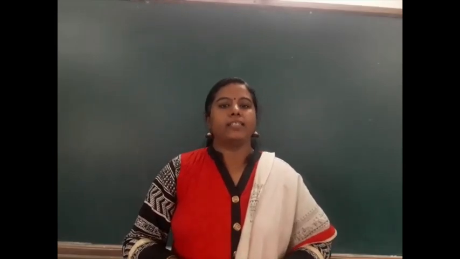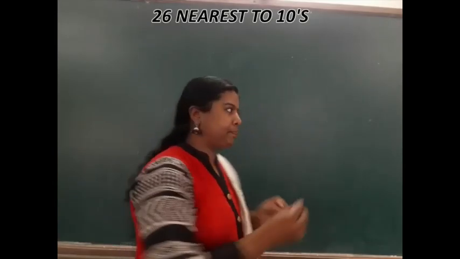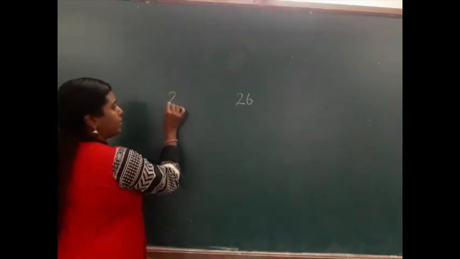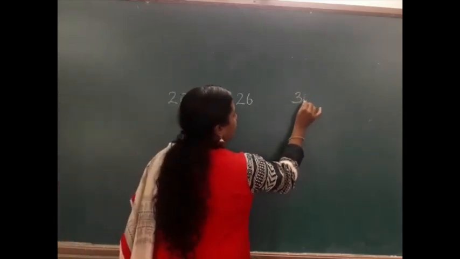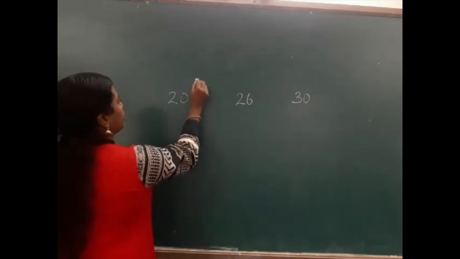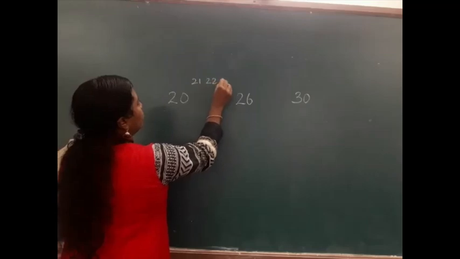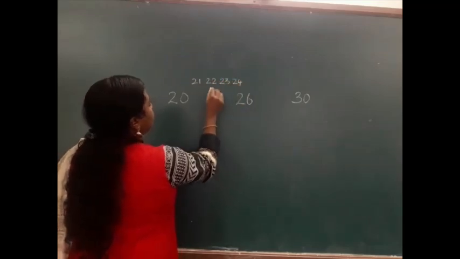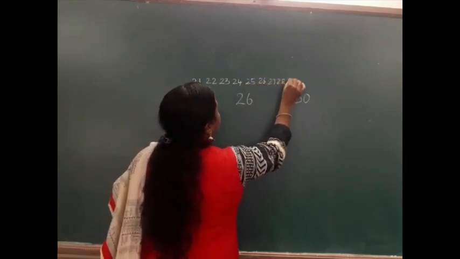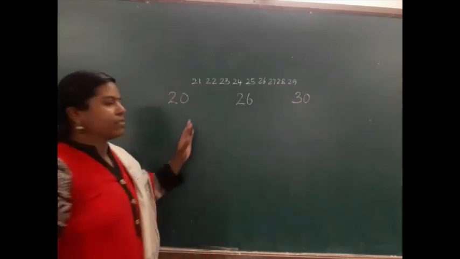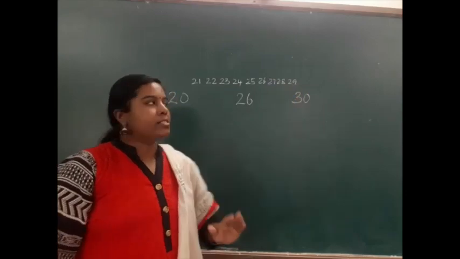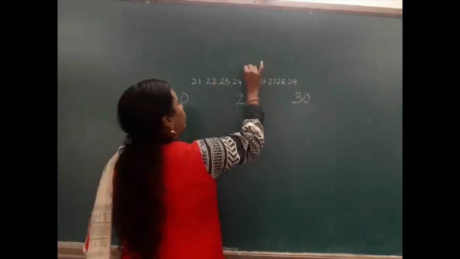Let's learn how to write the number 26 to the nearest 10. So 26 comes in between two tens, that is 20 and 30. Here, what are the numbers which come in between 20 and 30? You know that 21, 22, 23, 24, 25, 26, 27, 28, 29 are the numbers which come in between 20 and 30. So according to the rounding rules, 25 is the midpoint of these numbers.